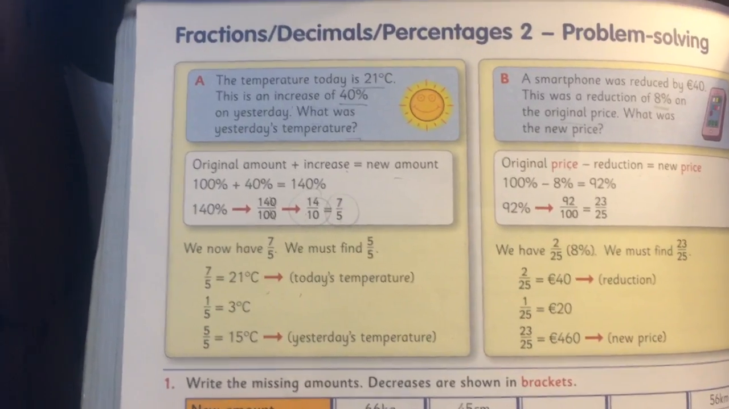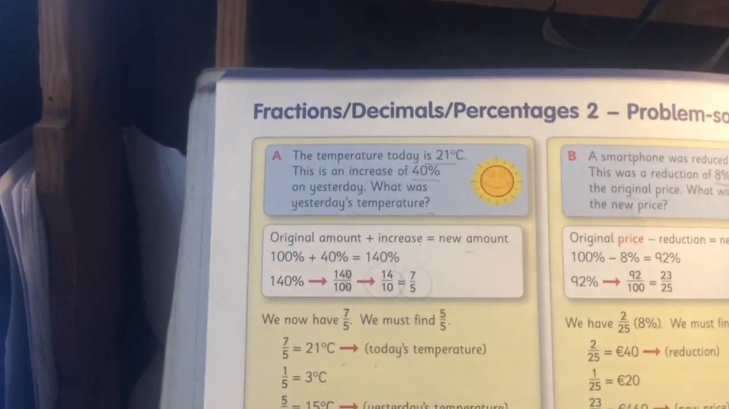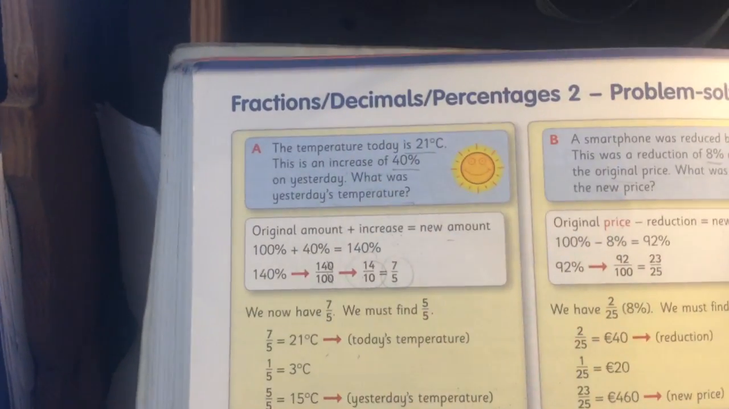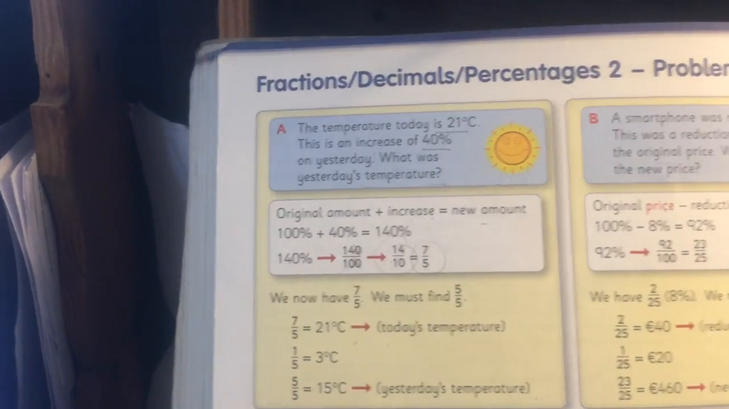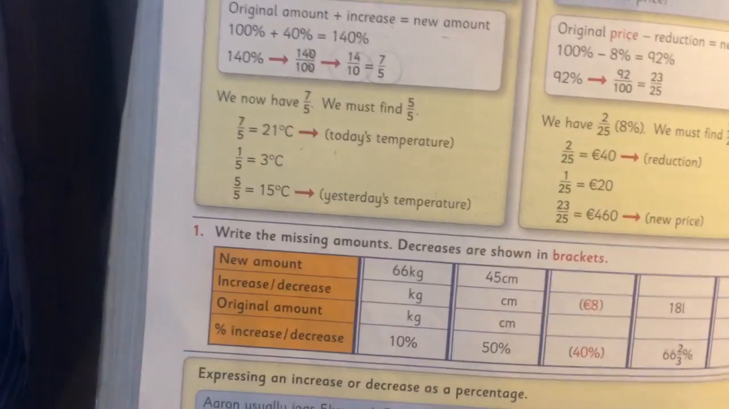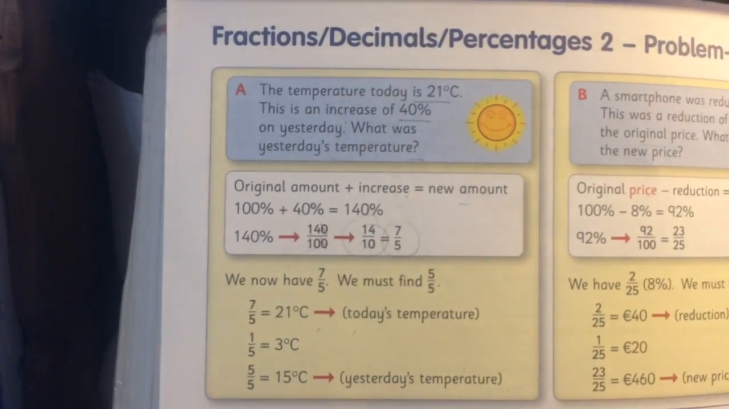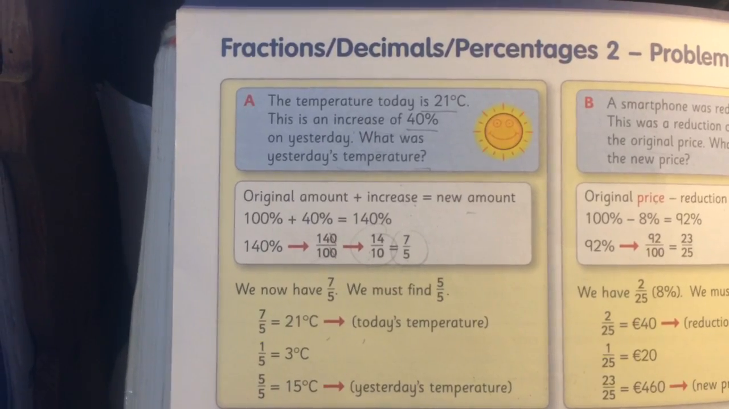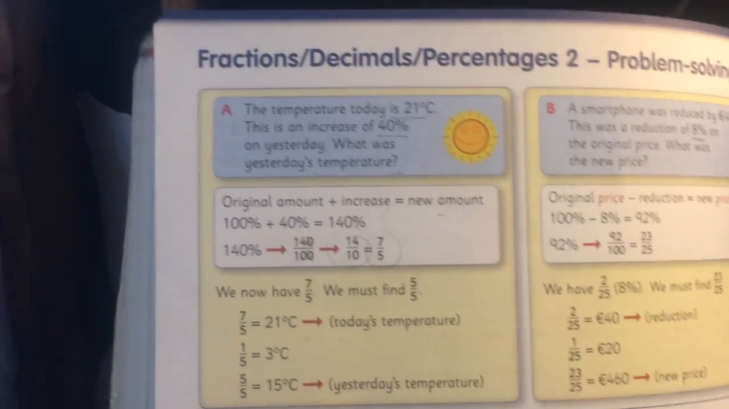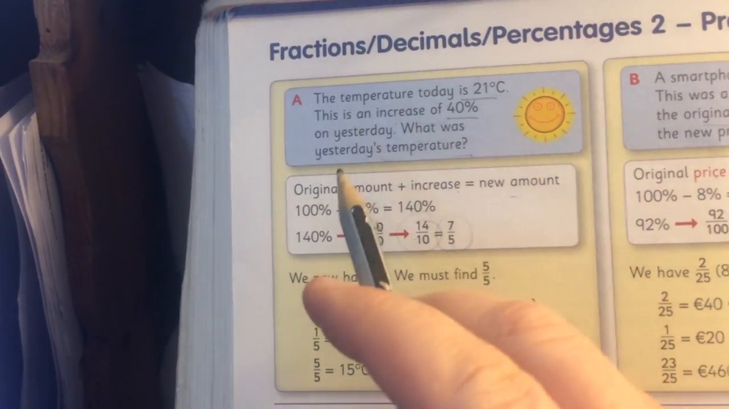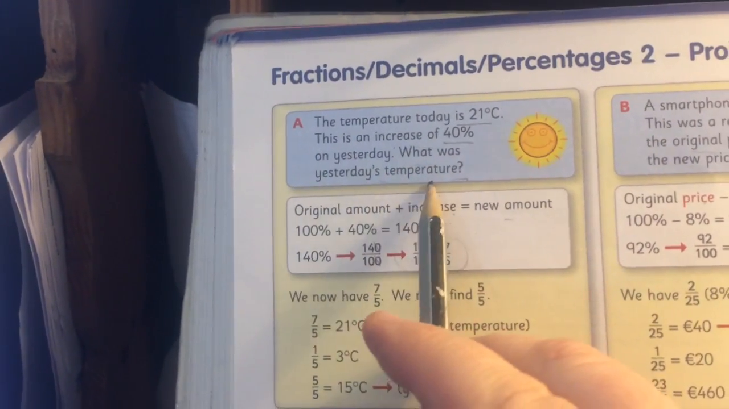Okay, so we're building again on what we did yesterday, and here we're just going to have a little read of the example that they're giving, and I'm going to let you away with some of the sums after that. Okay, so here for example it says the temperature today is 21 degrees Celsius. This is an increase of 40% on yesterday. What is yesterday's temperature? Now we have to work out yesterday's temperature.